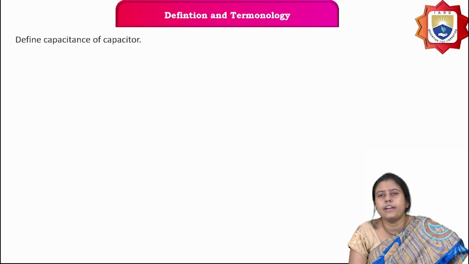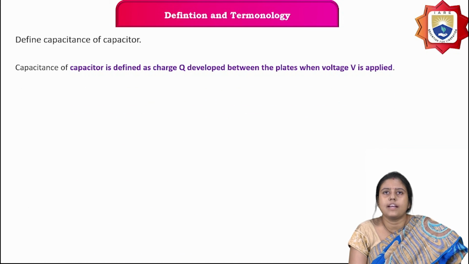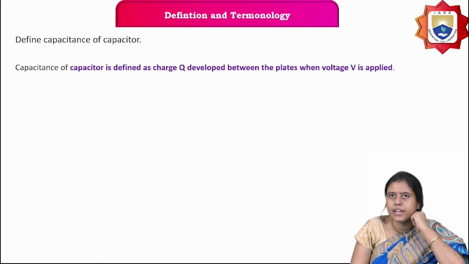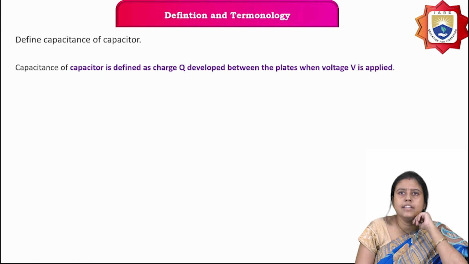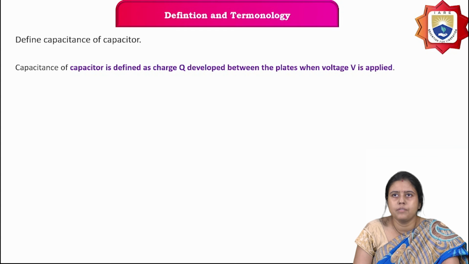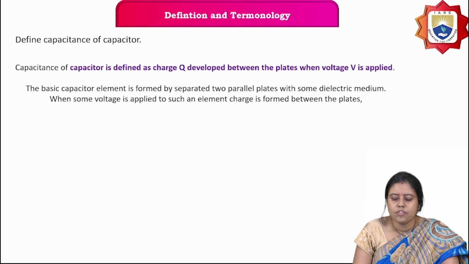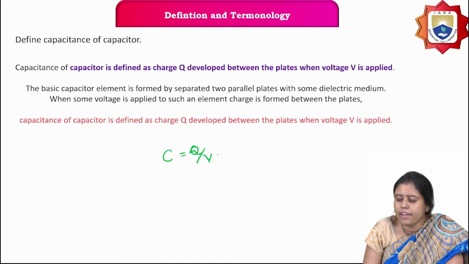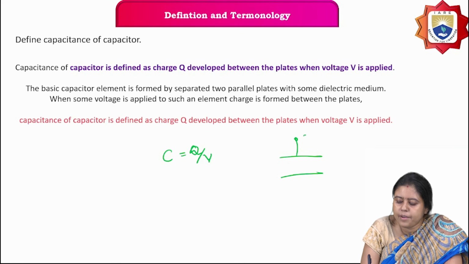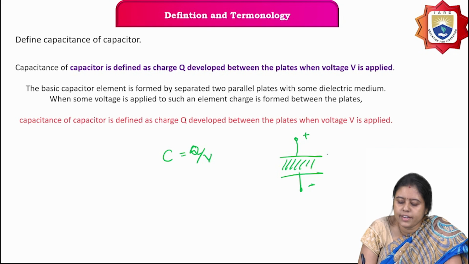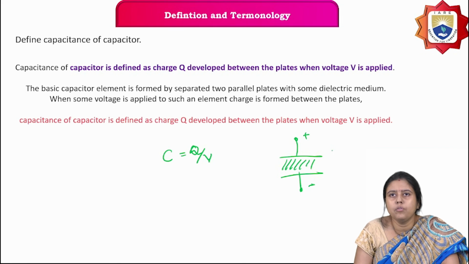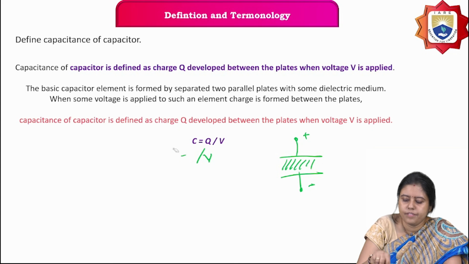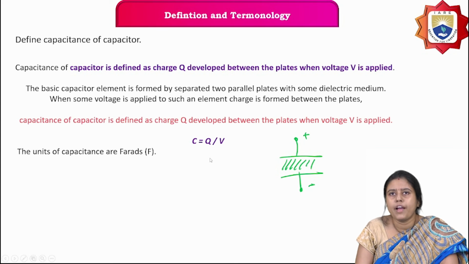So the application of the dielectric is in the capacitance. What is the capacitance? The capacitance of the capacitor is defined as the charge Q developed between the plates when the voltage V is applied. So we know that C is equal to Q by V. If there are two parallel plates and we connect them with the charge, if there is some dielectric material, C is equal to Q by V. The unit of the capacitance is farads.